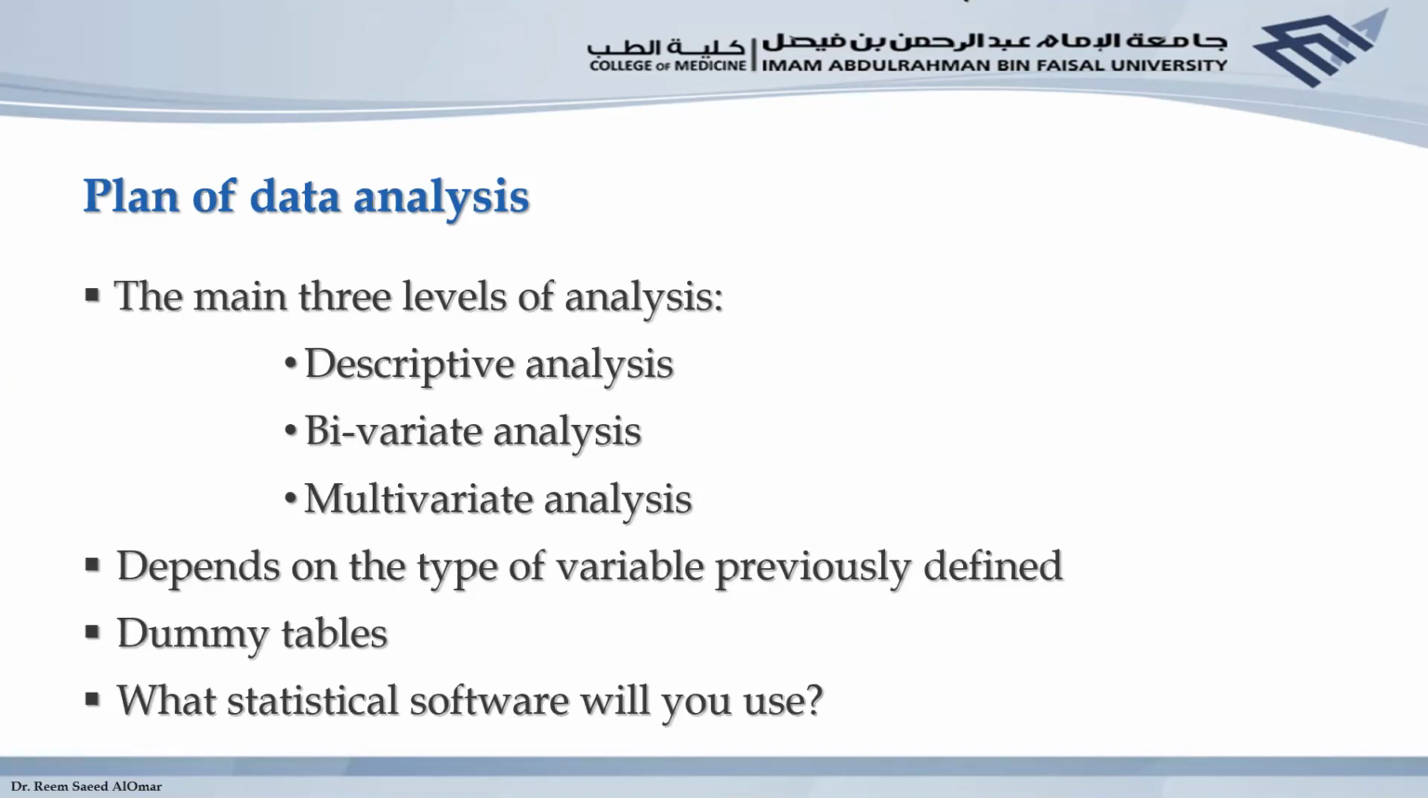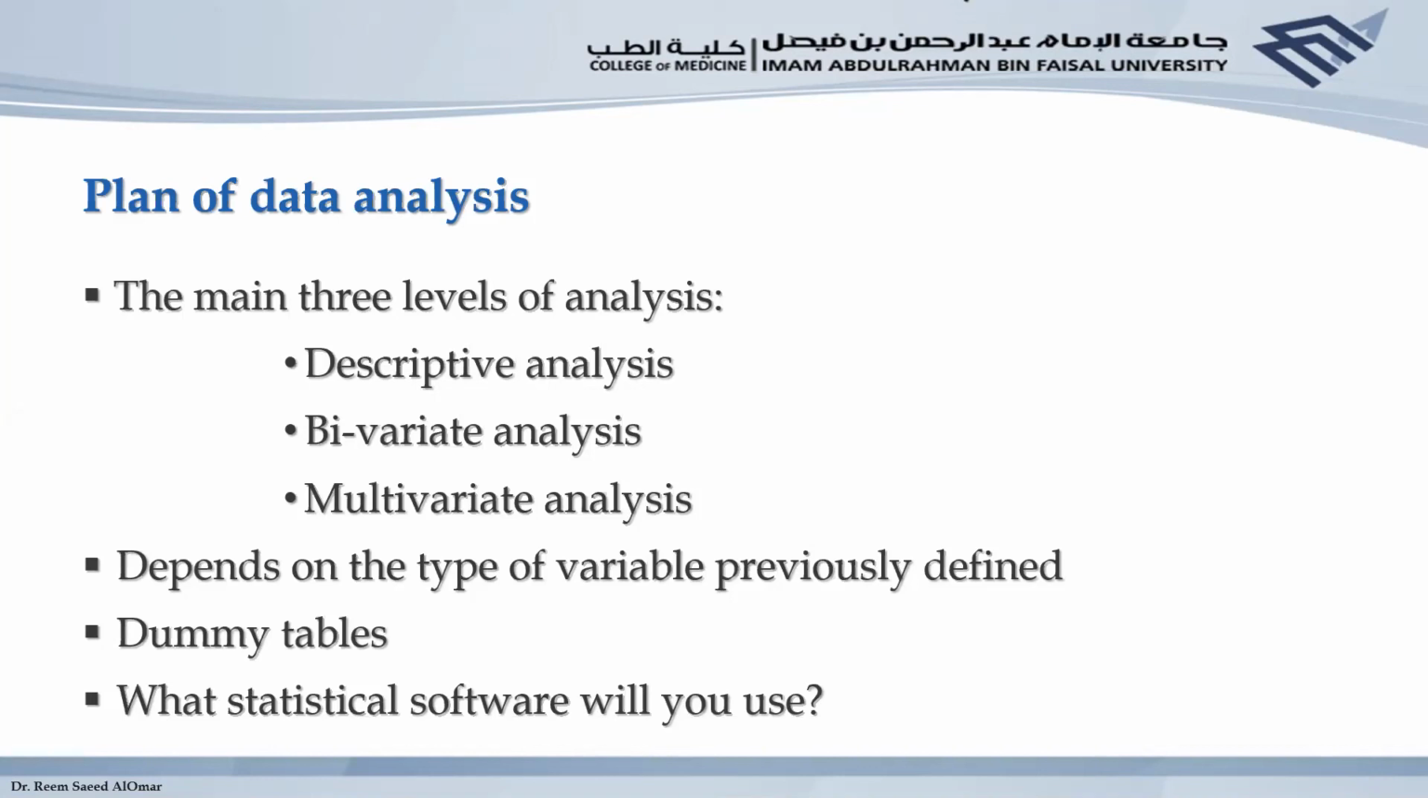هل هي continuous ولا هي categorical؟ Okay, وإذا كانت categorical هل هي 2 categories ولا more than 2؟ Okay, so that's why you need to know what the variable types are. آخر شيء اللي هي multivariate analysis. You will not be able to do a multivariate analysis or what we call a regression analysis unless you have a good enough number of participants in your study.